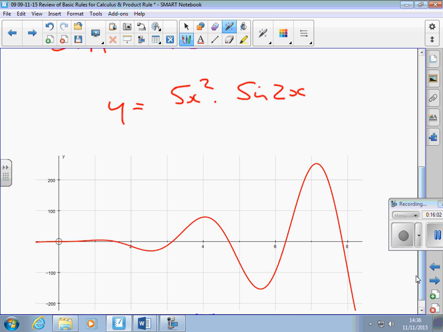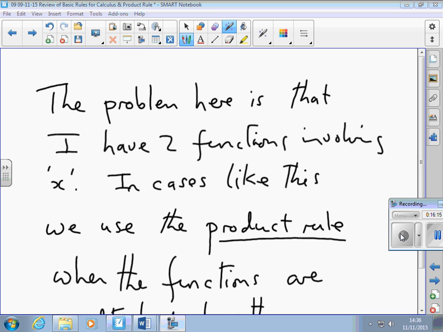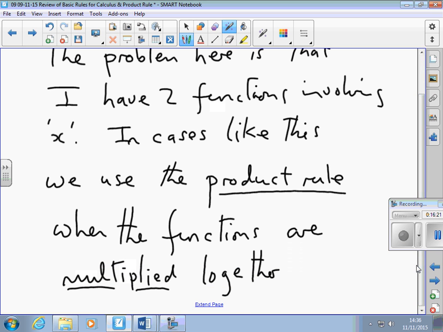So if I've got a situation where I have two functions multiplied together, that's when I use the product rule. If I can identify two separate functions and multiply them together, I use the product rule. The problem here is that I've got two functions involving x. In cases like this, we use the product rule when the functions are multiplied together, I should say.